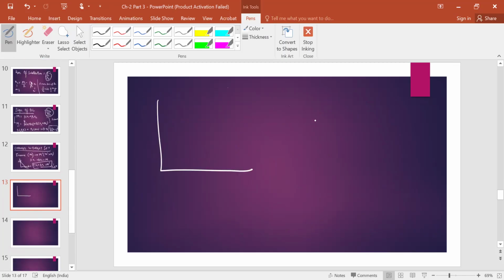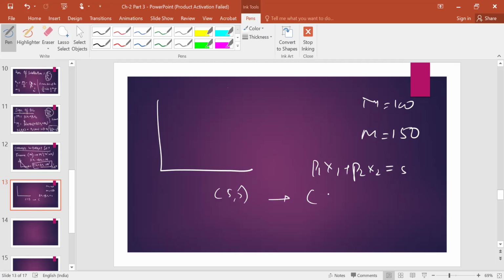Let's say earlier my income was 100. Now my income has increased to 150. So I can consume more quantities of the goods, let's say with a price of 5.